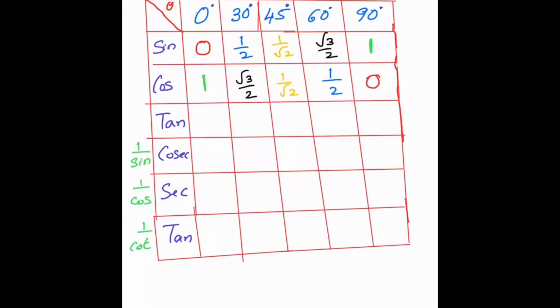Sine 0, cos 90. Then this corner and this corner are the same. These two corners are the same. And here root 3 by 2 and root 3 by 2 here. They are equal. And then half and half. These two are equal. And sine 45 is 1 by root 2 for both. Hope it's easy for you to remember.